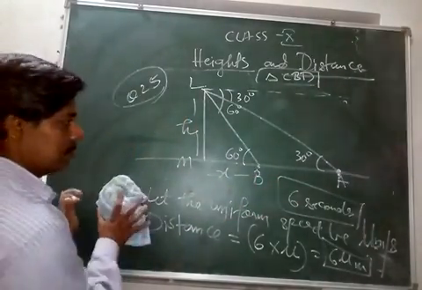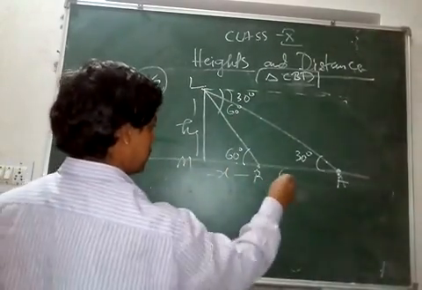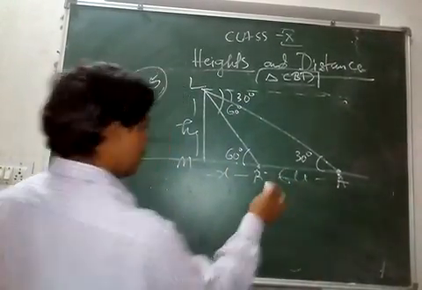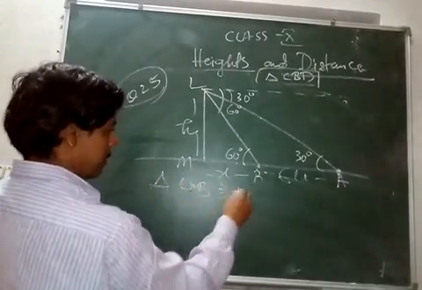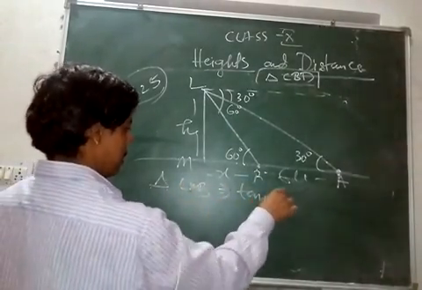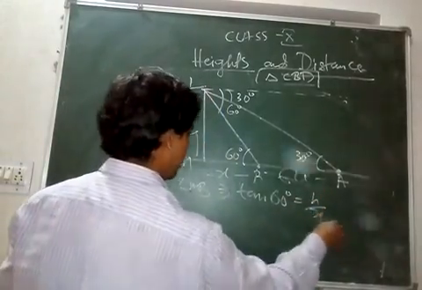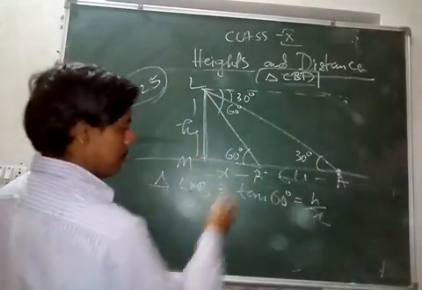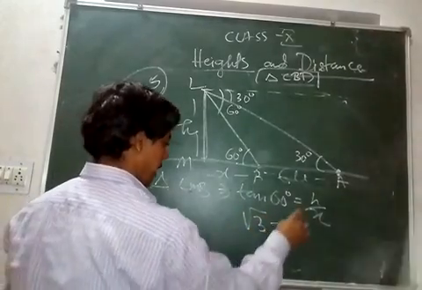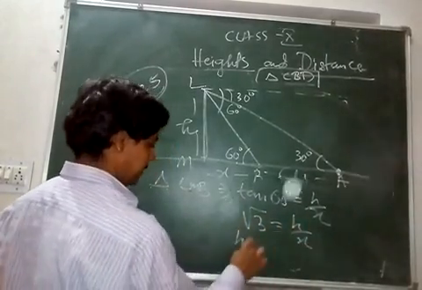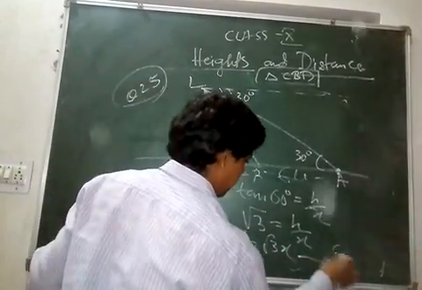So let us write in triangle LM. This is our 6u distance. Okay. So triangle LMB. We are writing tan of 60 degrees is equal to h upon x. Perpendicular upon base. And what is tan 60? Root 3 is equal to h upon x. And what is h? h is root 3x. So this is equation number 1.